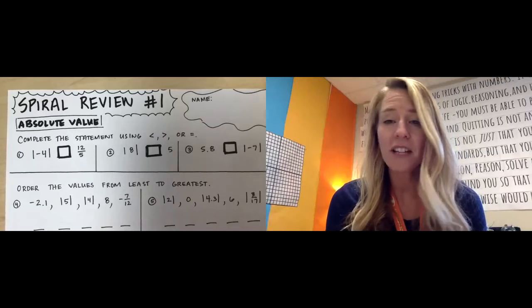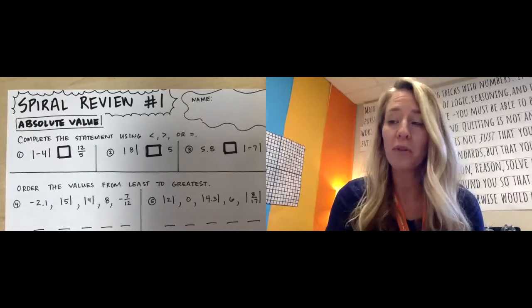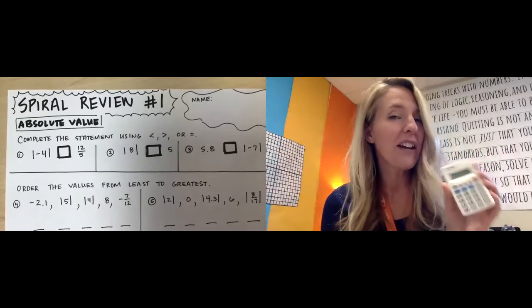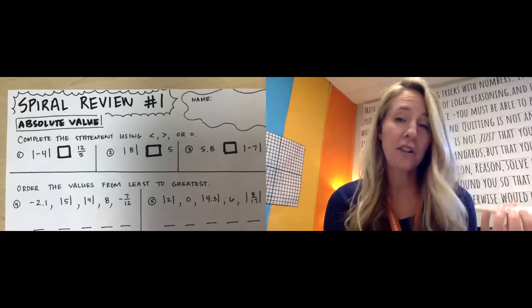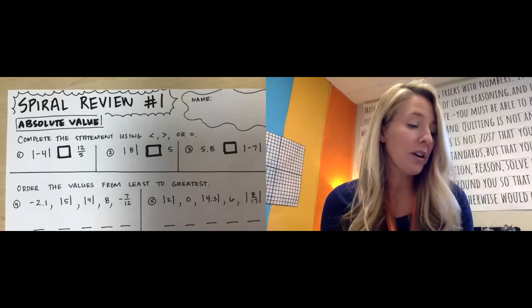Again, this video is just to give you guys a resource. If you want to watch this video to help you through the spiral review, I'll do a few examples and then you can do the rest of the problems on your own. I recommend always having a calculator handy, just a basic calculator. You can use one on a phone, but remember calculators are nice tools, so you can use them.